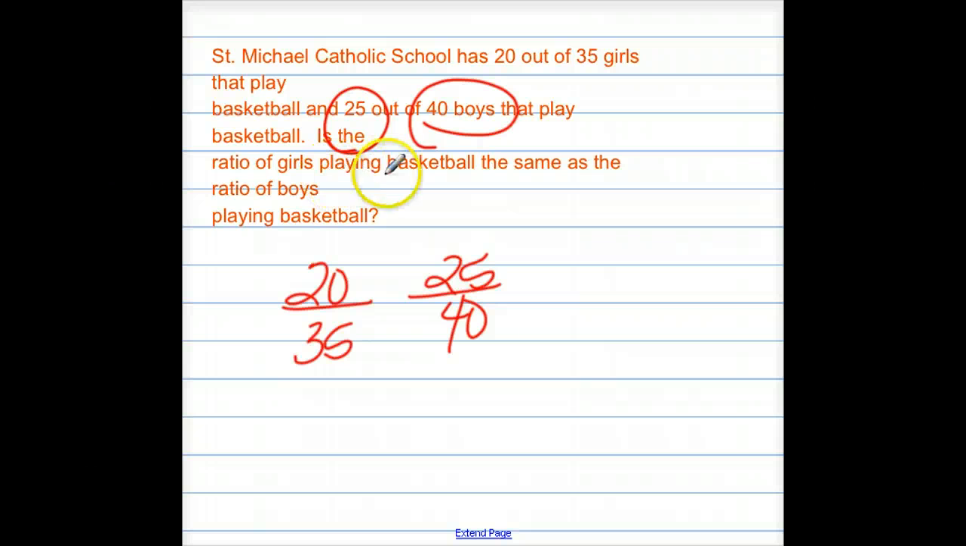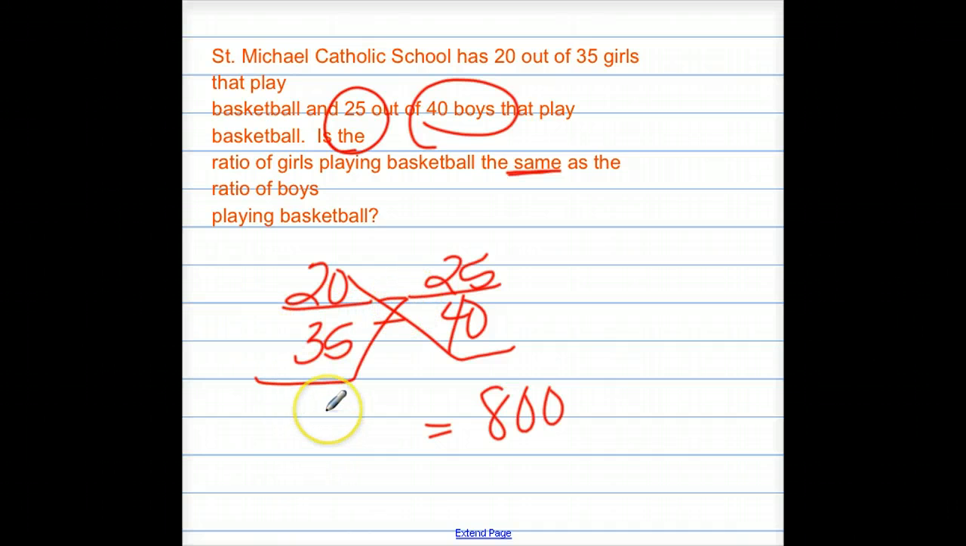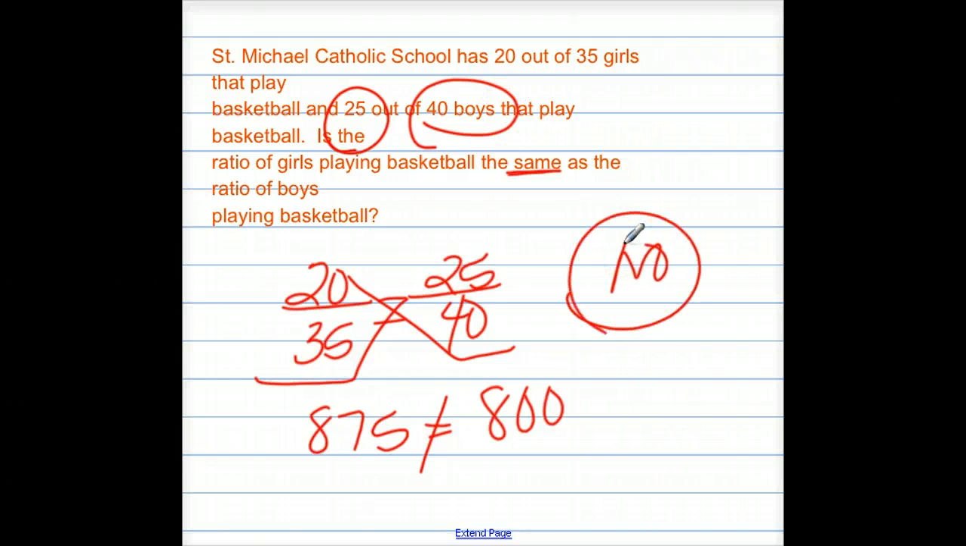To see if they're proportional, or the same, we're going to set them equal to each other. I'm going to do 20 times 40 for this cross product. I get 800. And I'm going to do 25 times 35, this cross product, and I get 875. These two numbers are not equal. Therefore, the number of girls and boys that play basketball are not proportionate.